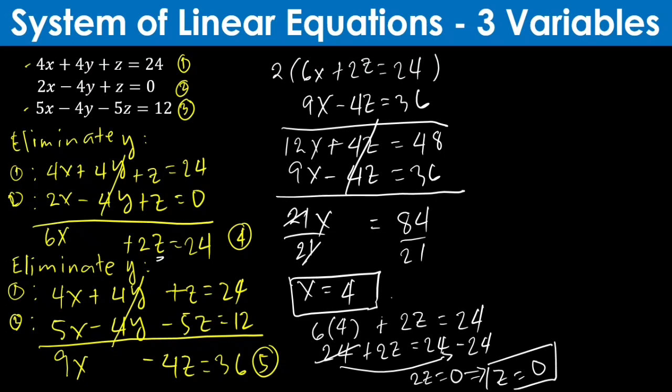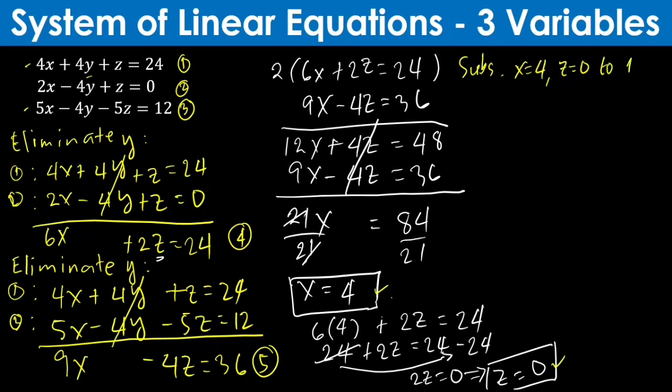Next, we only need to solve. We have the x already, we have the z, so we're left to solve for the y. Now we can select, we can choose any of these equations here. It could be equation 1, 2, 3. I will select equation 1 instead. I'll substitute x equals to 4 and z equals to 0 to equation 1.